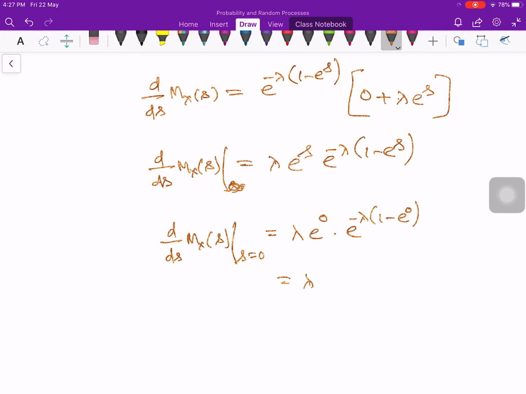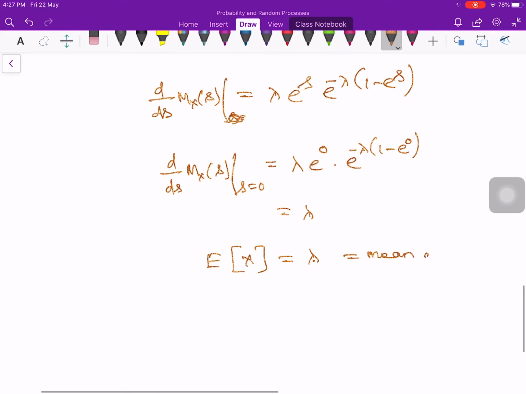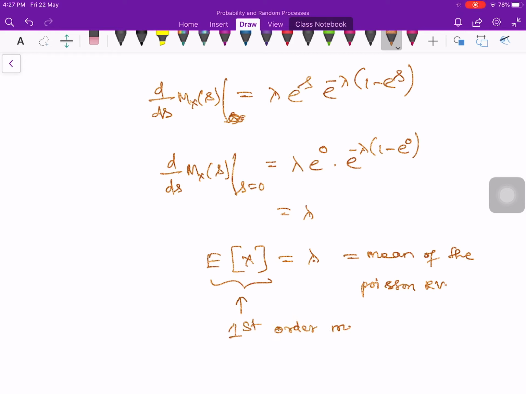Therefore the mean of the Poisson random variable, E of X, is equal to lambda. So this is the mean of the random variable, mean of the Poisson random variable, and this is also called the first order moment of the Poisson random variable.